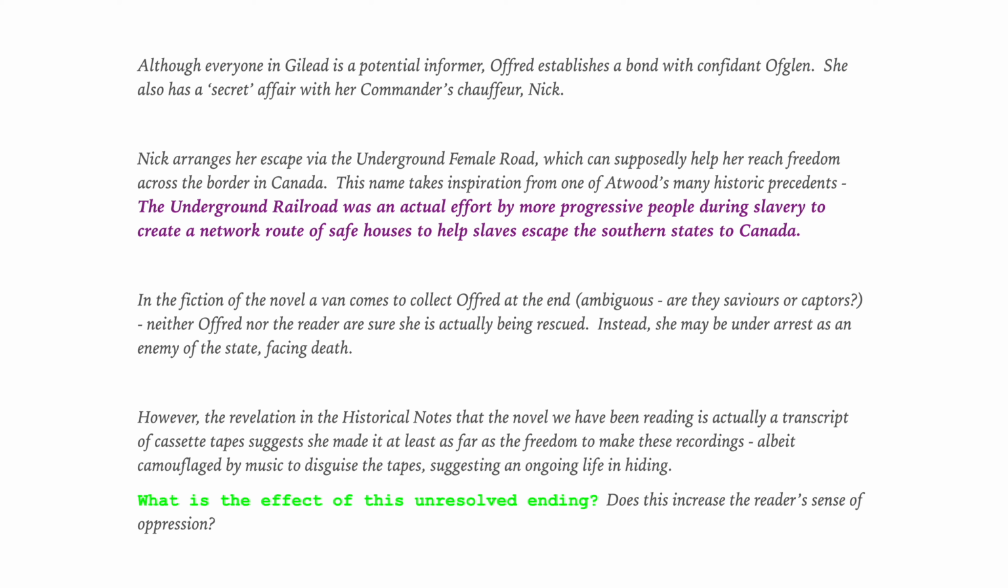Offred recasts it as the Underground Female Road, the same idea being that it's an escape route for handmaids. In the fiction of the novel, a van comes to collect Offred at the end. It's ambiguous as to whether she is being saved or whether she's being arrested as a potential enemy of the state. And we never get a full idea. It seems that they probably are saving her, but only insofar as bringing her into hiding.